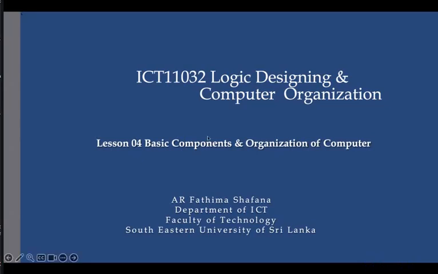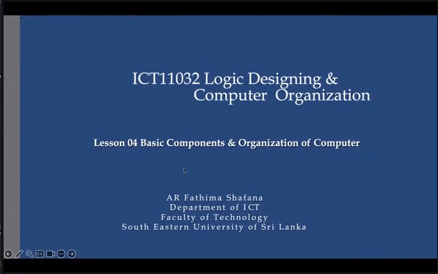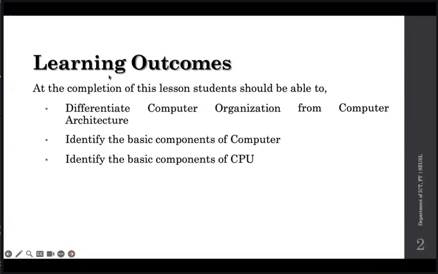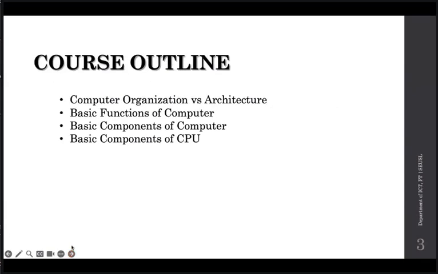Okay. So this is basic components in organization of computer, lesson 4. Now you can see the learning outcome of this: you have to mainly understand what is computer organization and what is computer architecture. These are two different terms and you should understand the difference between them. In addition, you should also know what are the basic components of any computer, what are the basic components of a CPU. So these are the learning outcomes of this particular unit.